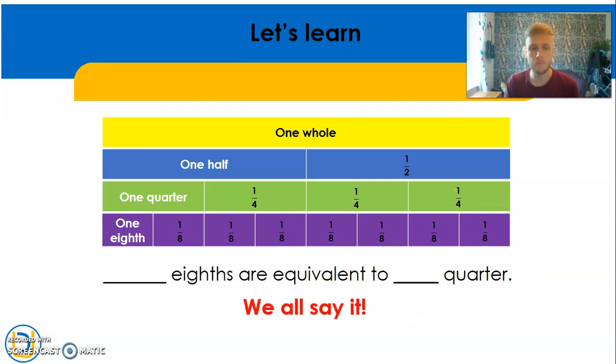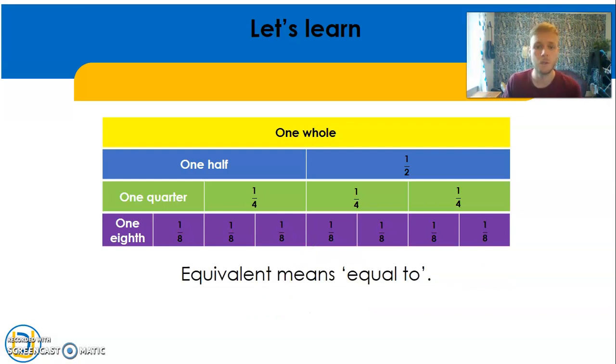And let's all say it together. 1, 2, 3. 2 eighths are equivalent to 1/4. And we can compare lots of different fractions just looking at this fraction wall. We can see here that 1/2 is equal to 2/4. 1, 2. You can also see that 2/4 is equal to 1, 2, 3, 4 eighths. So fraction walls are great, especially when we're comparing the sizes of fractions. So equivalent means equal to.